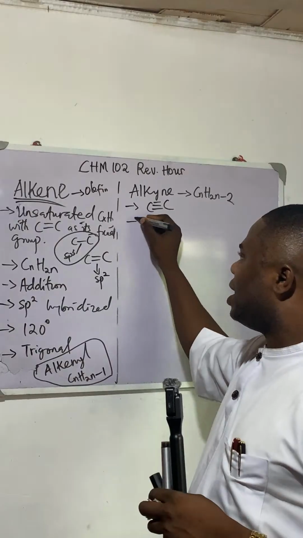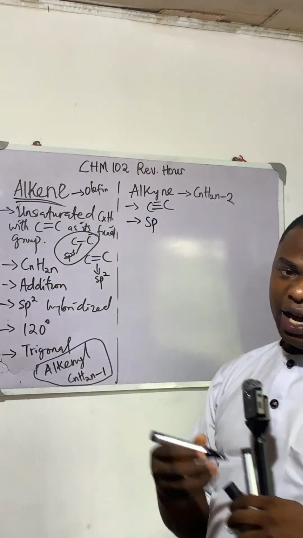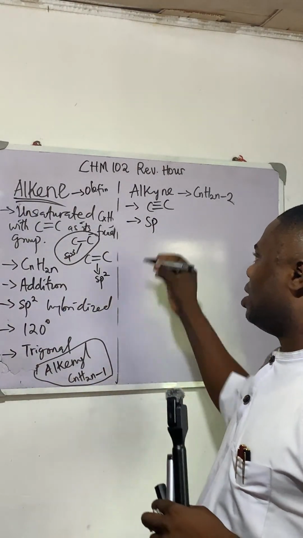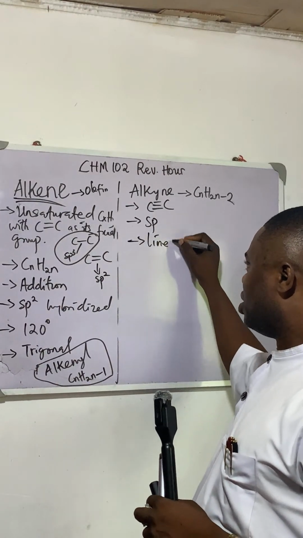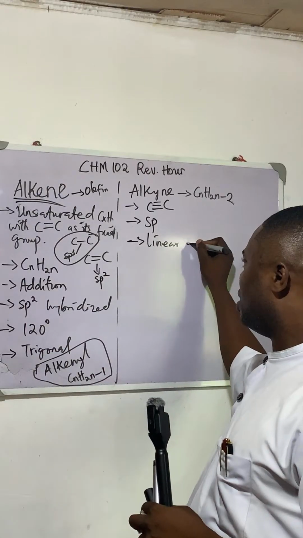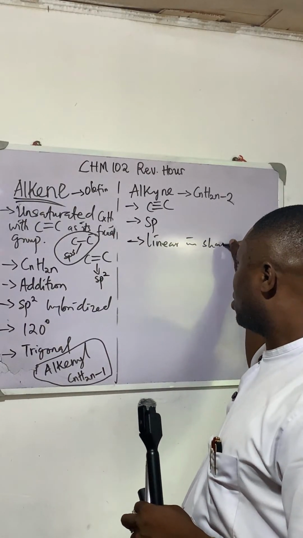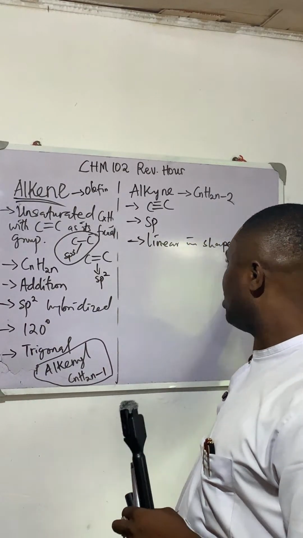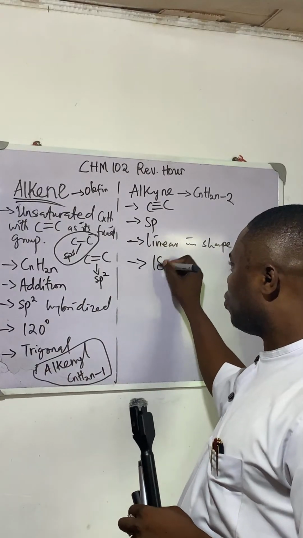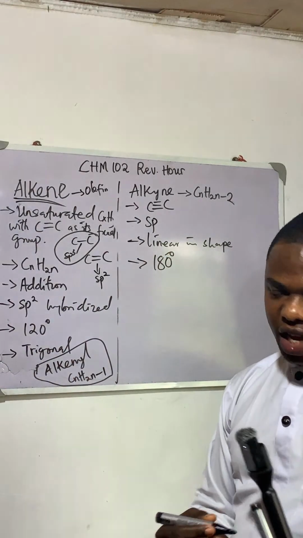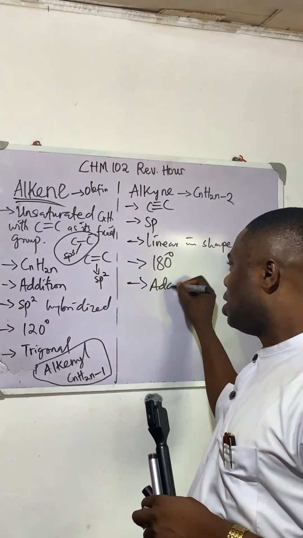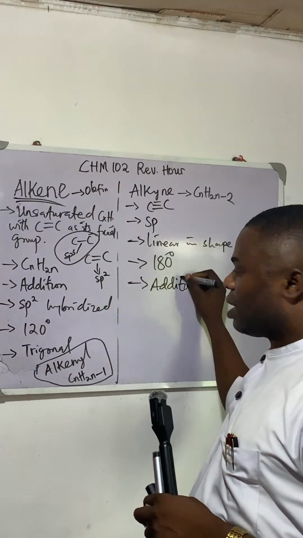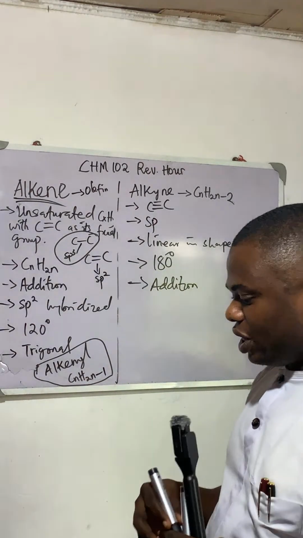Not just that, you can also say that this guy is sp hybridized. It is linear in shape. Of course, you know, an angle on a straight line, with the bond angle of 180 degrees. It also undergoes addition reaction. All the unsaturated hydrocarbons choose to undergo addition reaction.